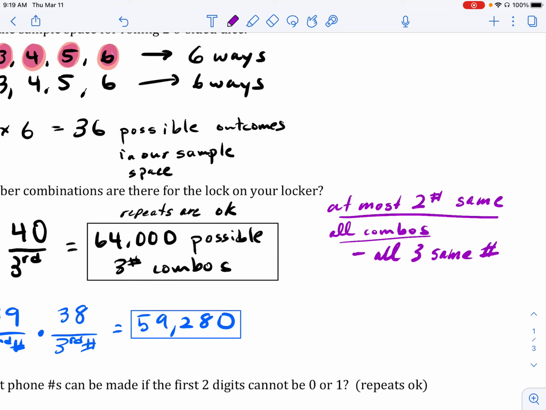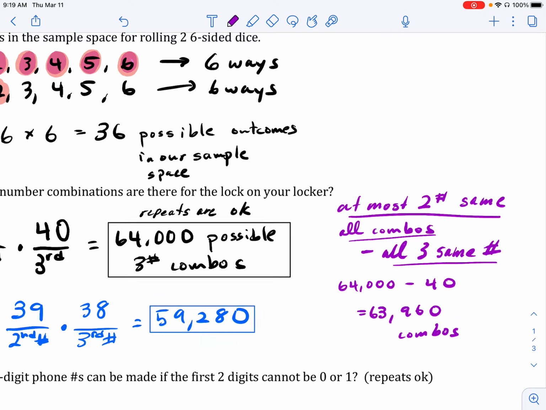Well, all the combinations, we said 64,000. And how many combinations are there where all the numbers are the same? Well, you would have 40 of those, the 1 1 1s, 2 2 2s, or I could even start at 0 0 0. So you subtract 40 from that, so you have a total of 63,960 combinations in this problem.